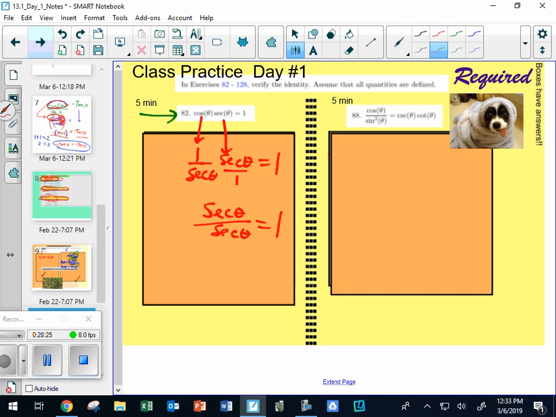And again, some kids are going to leave it that way, and I'm going to mark it wrong because it's not identical on the left and the right. One last substitution. Secant over secant is 1. If you don't have that last step, you will get it marked wrong, and it will be painful. Because you're like, I just didn't do the last step.